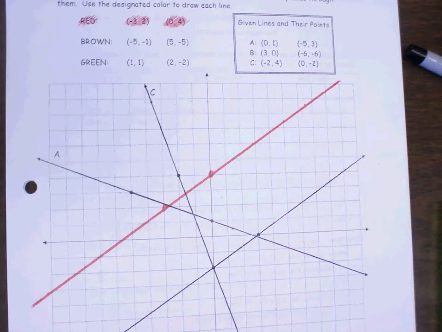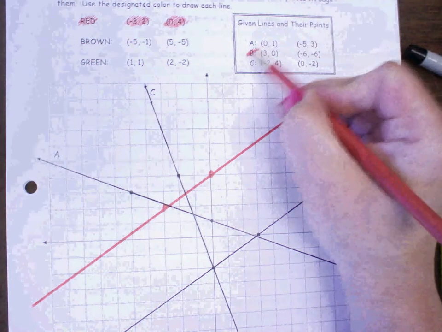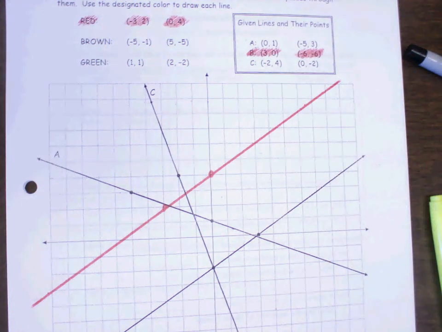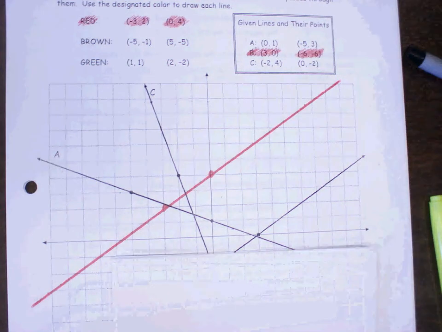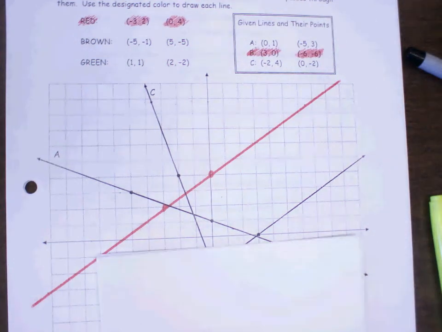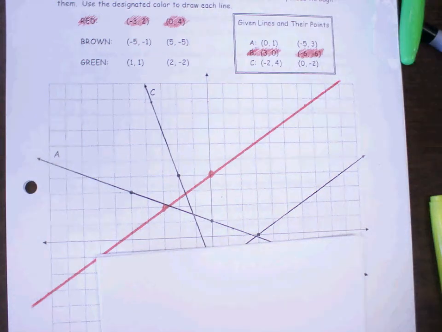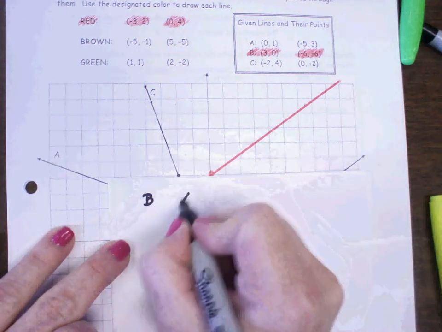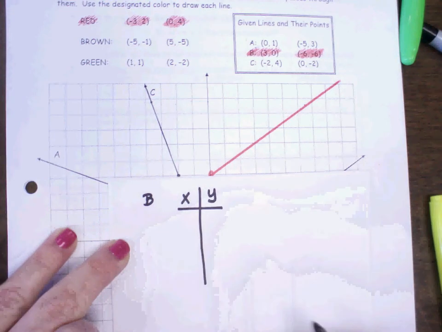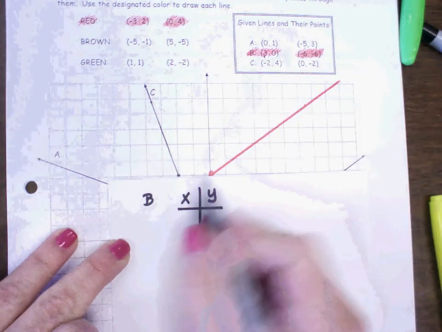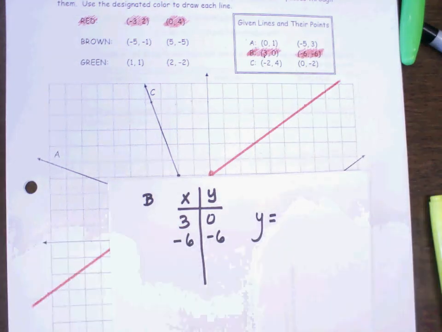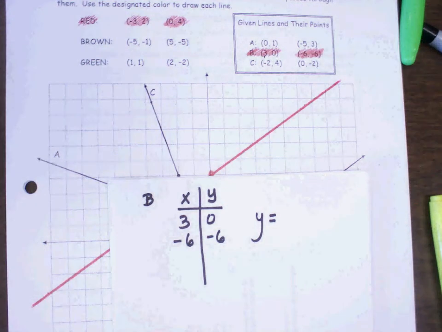To B. Very good. So what I'm going to do is go ahead and find out the equations of both of them, to make sure that they are parallel, okay? So let's go ahead and figure out the equation for B. The 2 points for B will be 3 and 0, and negative 6 and negative 6. And I want the equation of that line.